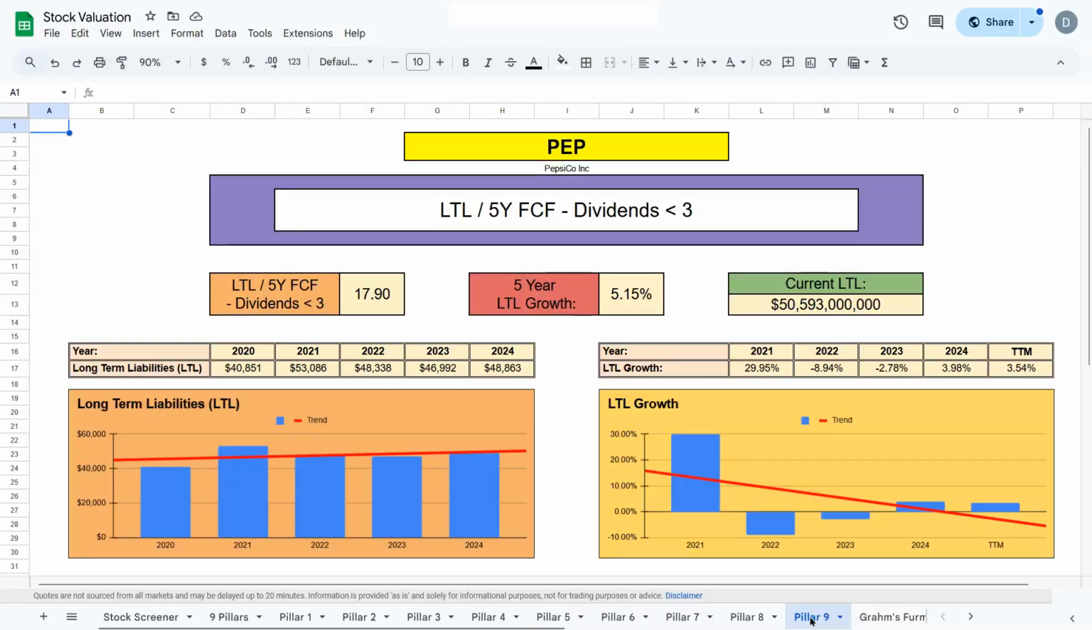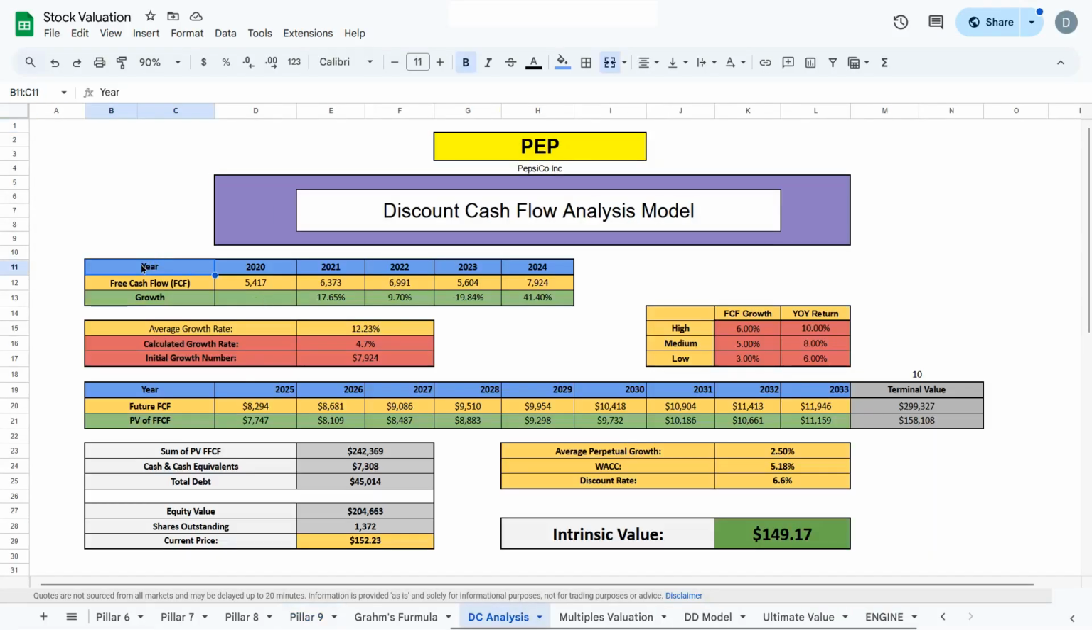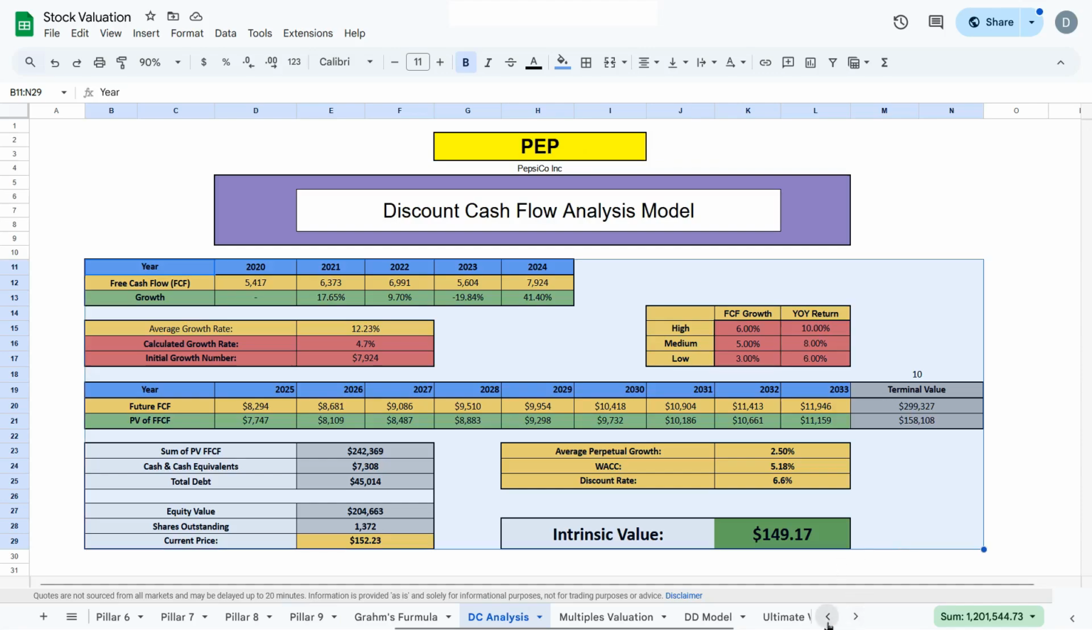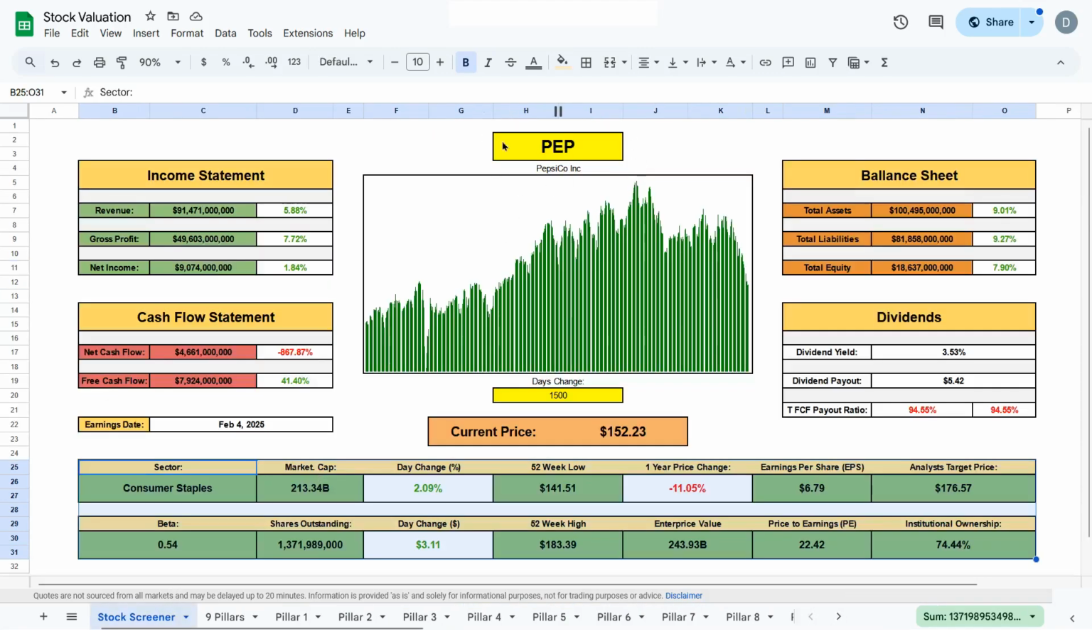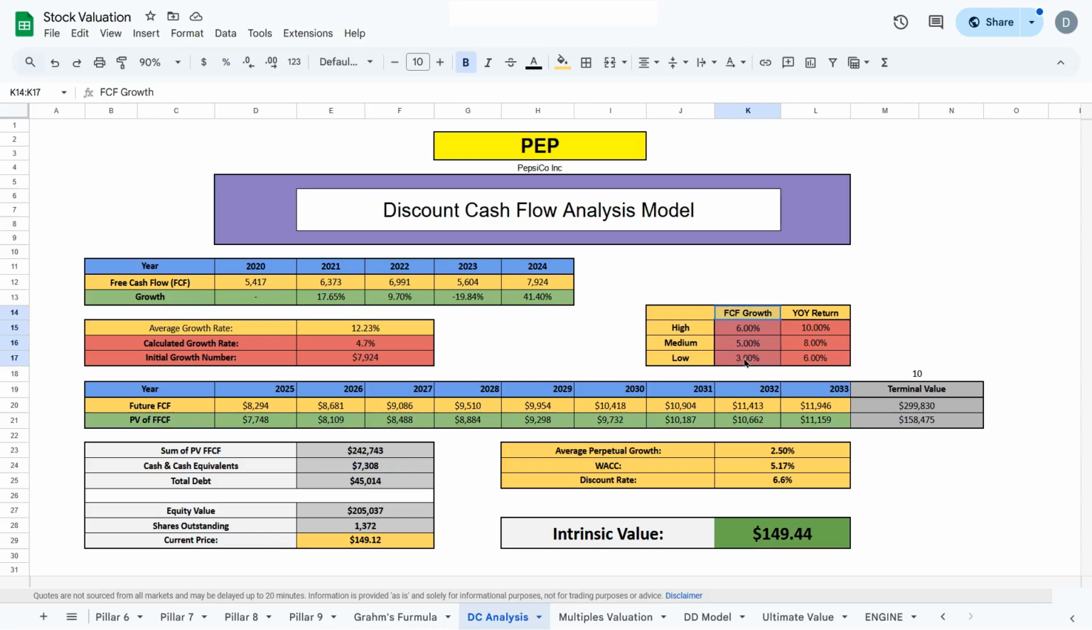But now let's calculate the intrinsic value of Pepsi, first using the discounted cash flow model, which this time is fully automatic. So after plugging in the ticker in the stock screener, all the values are filled in automatically. So all you need to do is predict the future free cash flow growth and the year-over-year return. And so looking at the average growth rate over the past 5 years sitting at 12.23%, and based on the research I did in the backend, I will predict the high growth at 6%, medium at 5% and low at 3%, which will give me a calculated growth rate into the future of 4.7%, which I will use to calculate the future free cash flow over the next 8 years, including the terminal value.